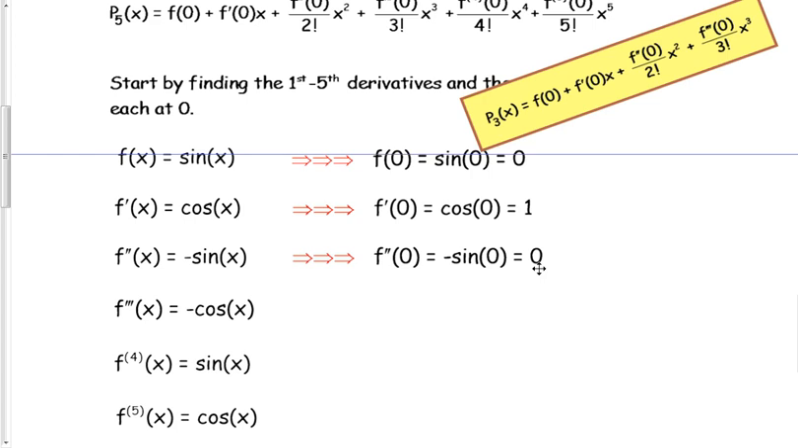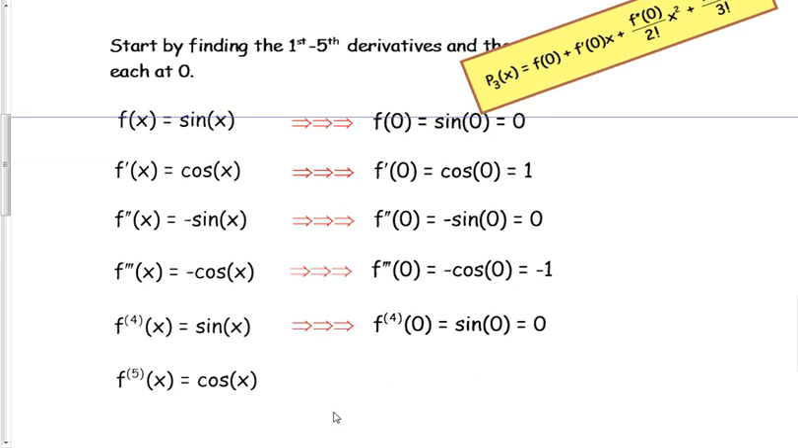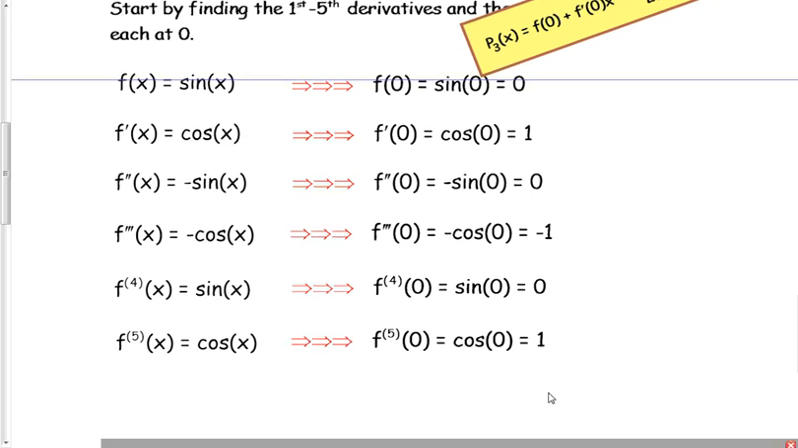And since sine of 0 is 0, then we get 0 again. And now we need f triple prime of 0. And so we just evaluate that at 0. So we have negative cosine of 0. And since cosine of 0 is 1, we get a negative 1. Notice we're getting some derivatives that are actually 0 here. And likewise the fourth derivative at 0 is just the sine of 0, which is 0. And the fifth derivative at 0 is cosine of 0, which is 1.